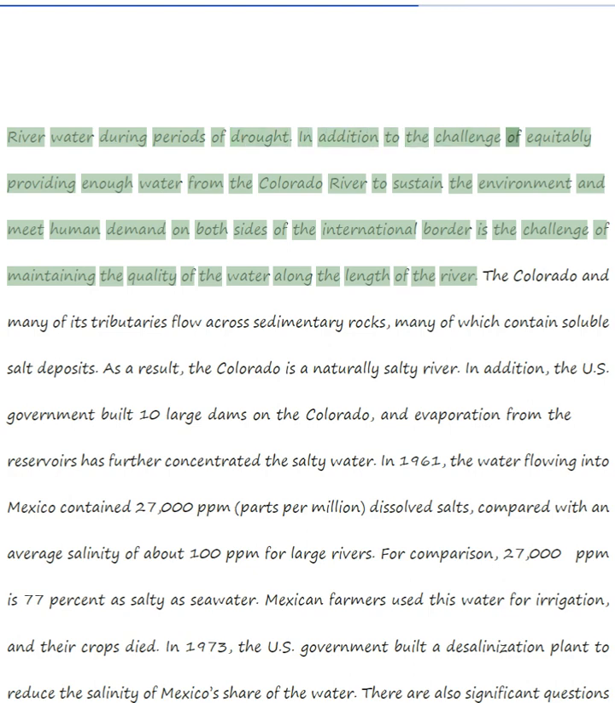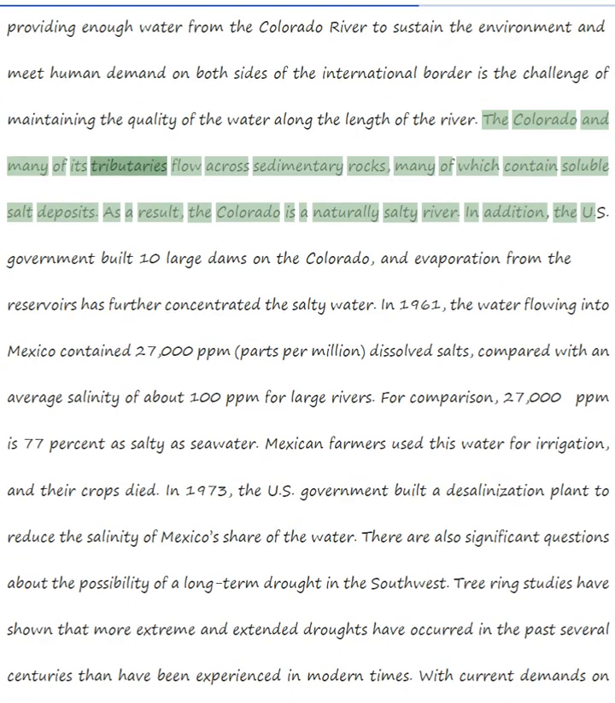In addition to the challenge of equitably providing enough water from the Colorado River to sustain the environment and meet human demand on both sides of the international border is the challenge of maintaining the quality of the water along the length of the river. The Colorado and many of its tributaries flow across sedimentary rocks, many of which contain soluble salt deposits. As a result, the Colorado is a naturally salty river.